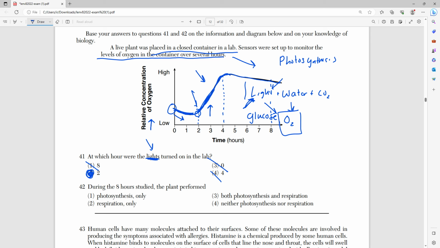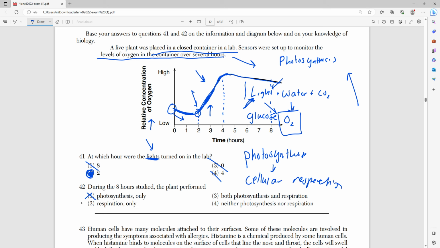Guess what? We were just talking about photosynthesis, guys. Now, don't get confused here, because there is a trick answer. A lot of people are going to choose photosynthesis only. That's wrong. Remember, photosynthesis goes hand in hand with, drumroll, cellular respiration.